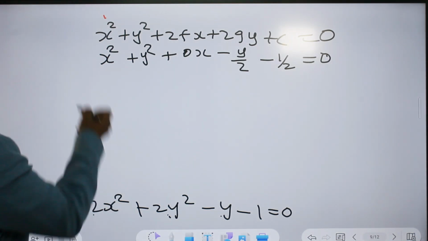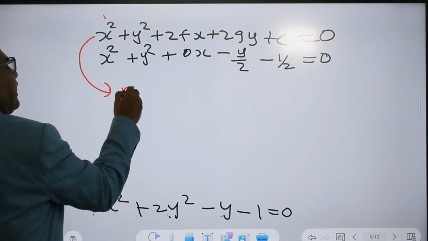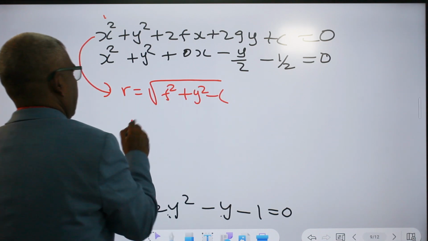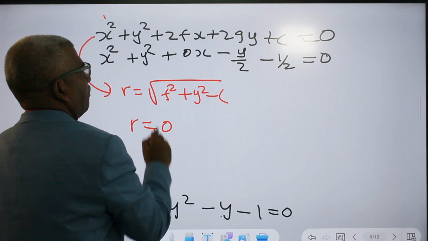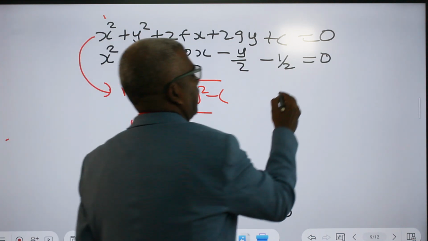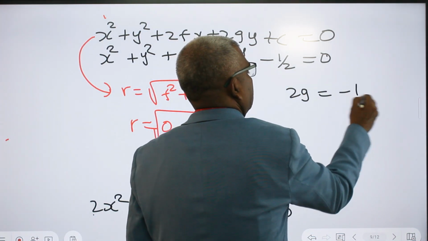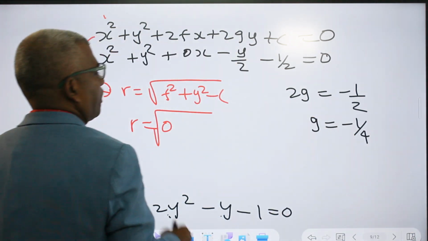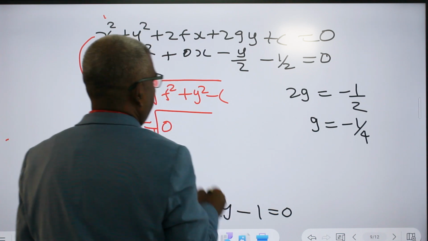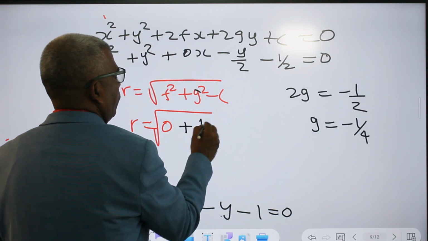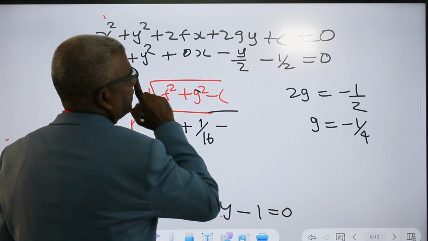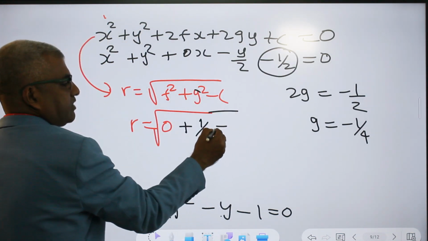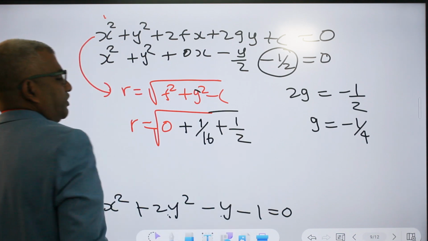If it is a circle equation, what is the radius? Radius is square root of f squared plus g squared minus c. Here what is f? F is 0. What is g? 2g is minus 1 by 2, so g is minus 1 by 4. G squared is 1 by 16. Minus c is minus 1 by 2, so plus 1 by 2.